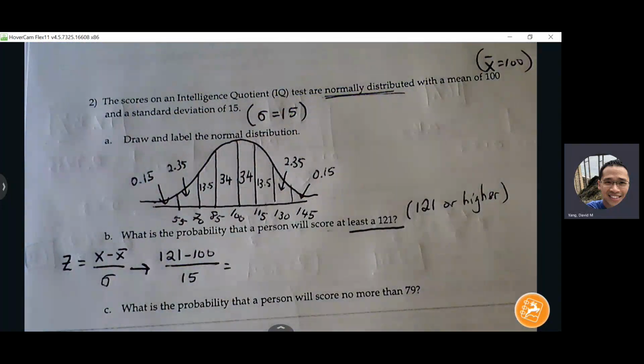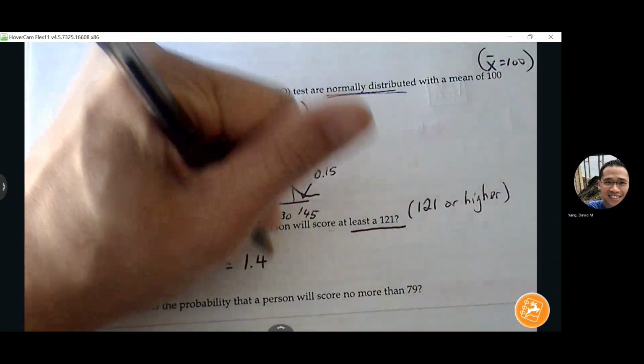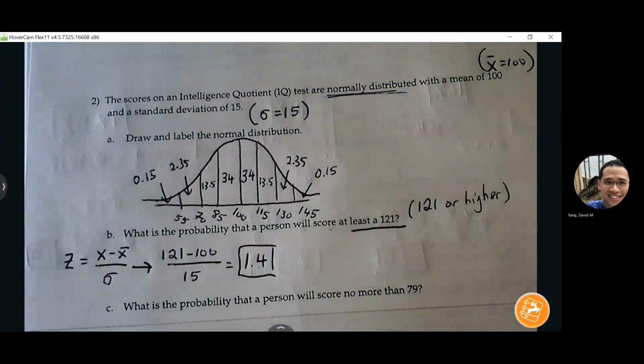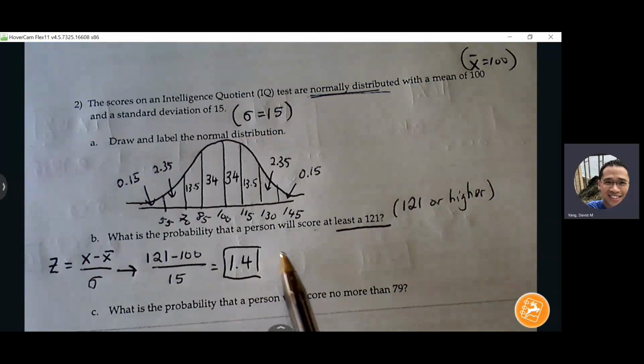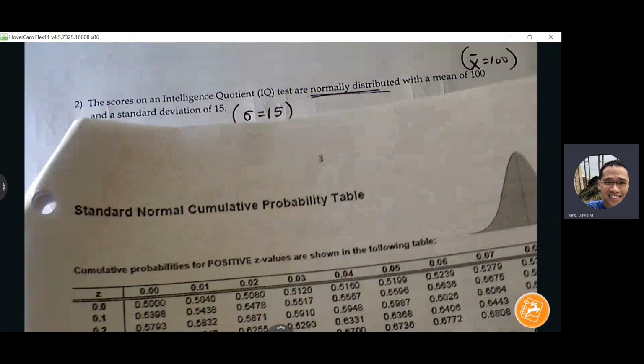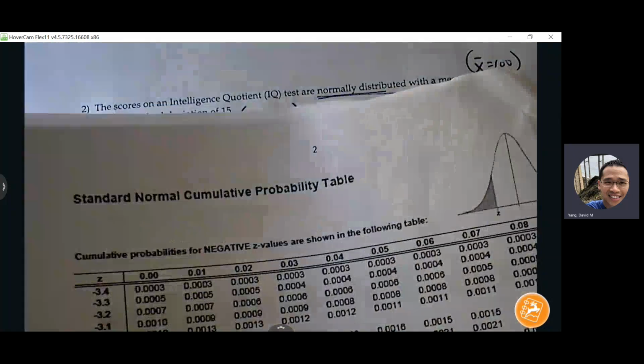Okay, we'll get a decimal number. What'd you guys get? 1.4, okay. Okay, so that's just the z-score. It doesn't tell us the probability just yet. So what we're going to do is we're going to go to our table, and that table is at the very front of your packet. It's either page 2 or page 3 of your packet.